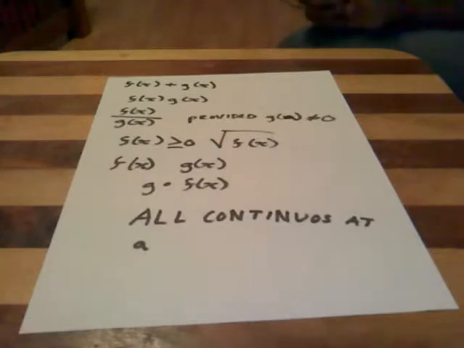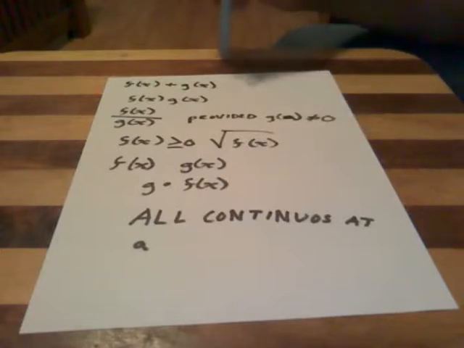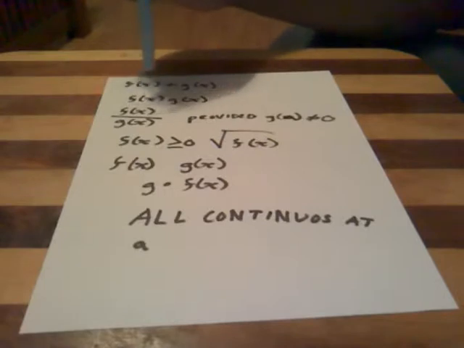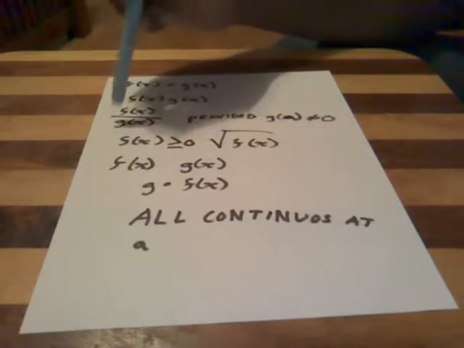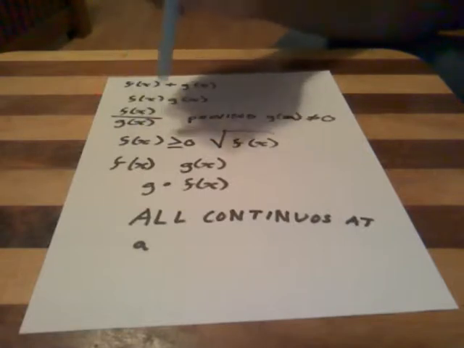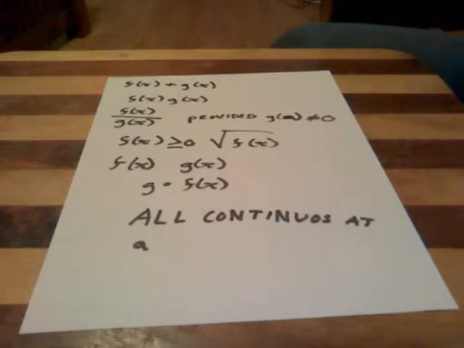Some basic limit properties to show continuity. If f of x as well as g of x are both continuous at a, then f of x plus g of x is continuous at a. F of x times g of x is continuous at a. F of x divided by g of x is continuous at a, provided that g of a is not equal to 0, based on division by 0.